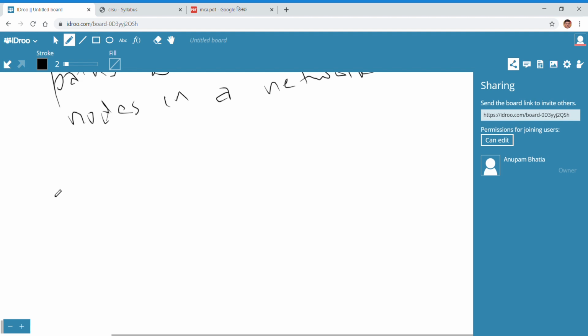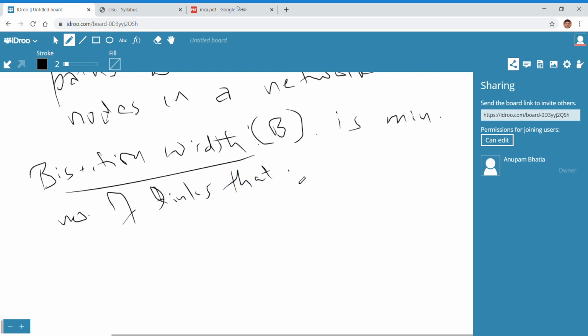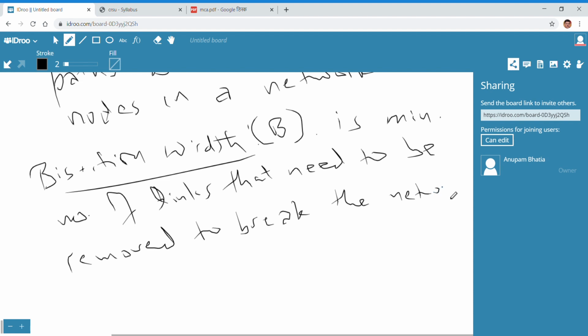And the next one is the bisection width. It is represented by capital B and is the minimum number of links that need to be removed to break the network in two equal parts.